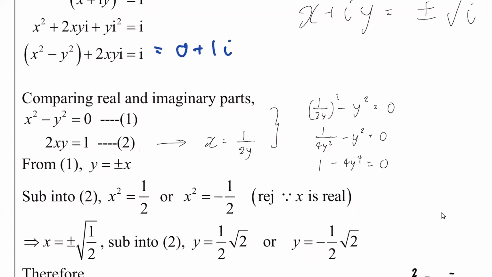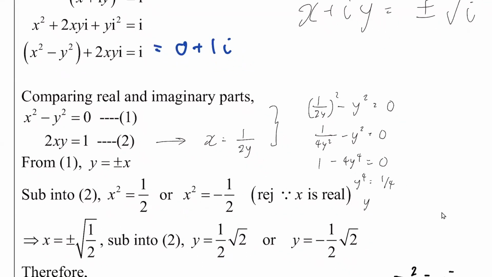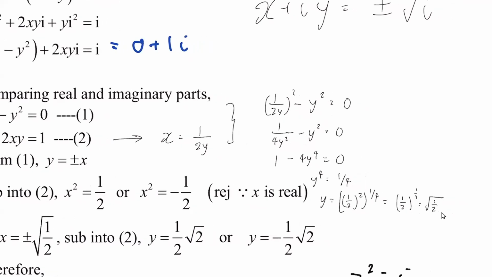Here, y to the power 4 is 1/4. So y is just the 4th root of 1/4. 1/4 is half squared, so you raise it to the power 1/4, which means half to the power of half, which is the square root of 1/2. Then it becomes square root of 1 over square root of 2, which is 1 over square root 2. But you need a plus minus. Sorry, I forgot about plus minus, because you are taking an even root.